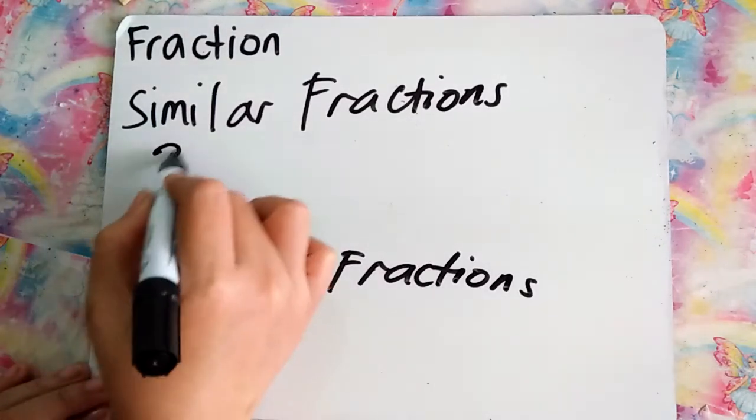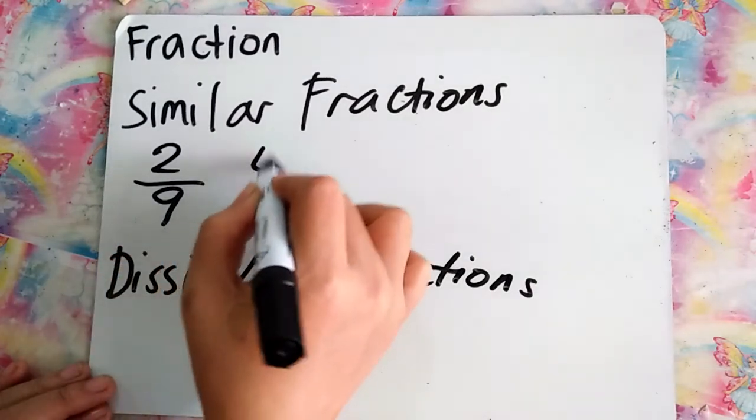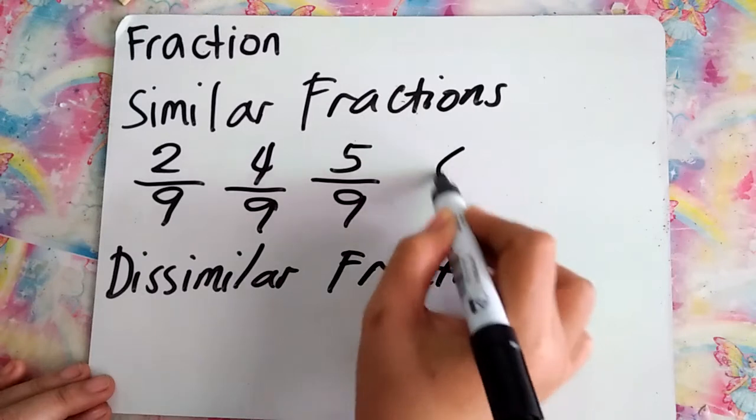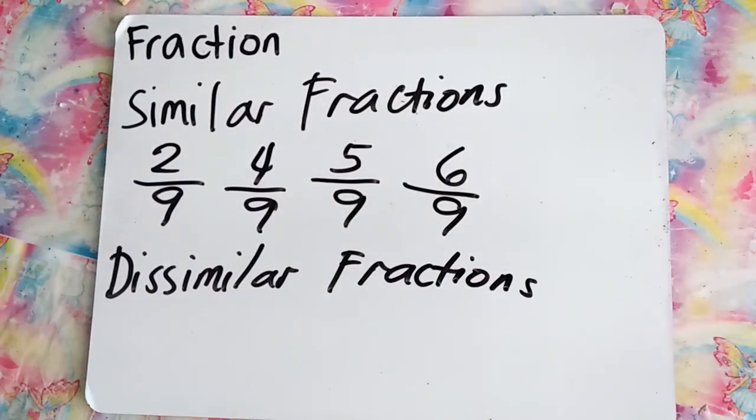Example, 2 over 9, 4 over 9, 5 over 9, 6 over 9. As you can see, in our examples, all the fractions have the same denominator. These are similar fractions or like fractions.